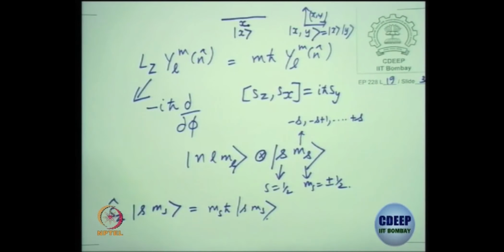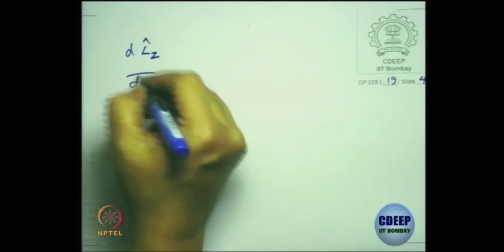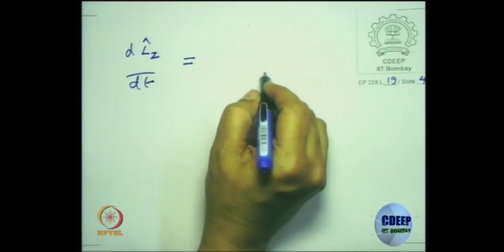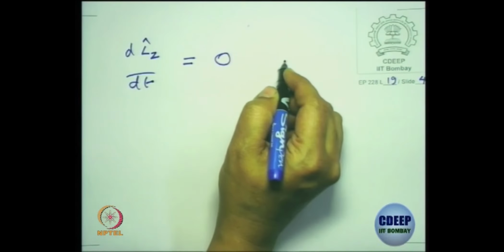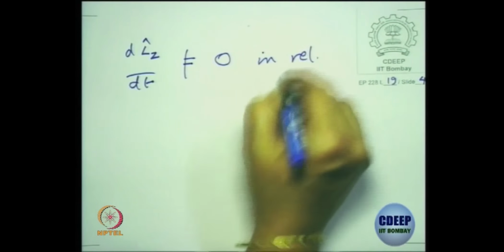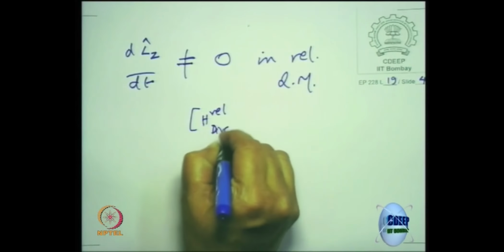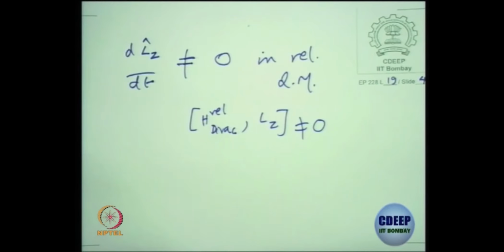But if you do the Dirac equation and relativistic quantum mechanics, these things come automatically. This is what I was telling you: if you try to do the Heisenberg equation and compute dLz by dt in your hydrogen atom or non-relativistic Schrodinger equation, it has to be proportional to the commutator of the Hamiltonian with Lz, so it has to be 0. But this is non-zero in relativistic quantum mechanics, because the commutator of the relativistic Dirac Hamiltonian with Lz is non-zero. This you don't see in your Schrodinger equation.